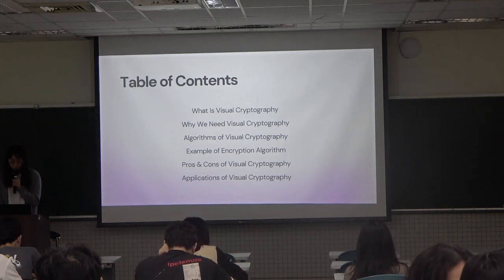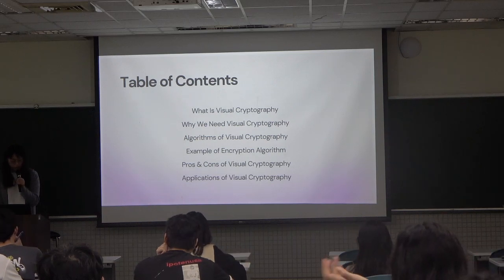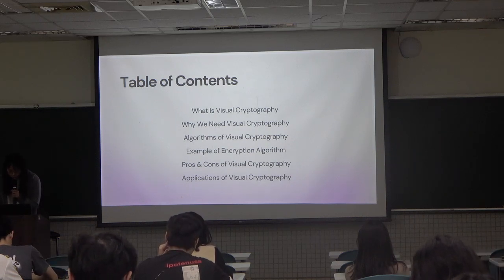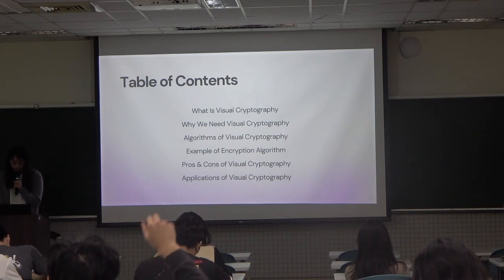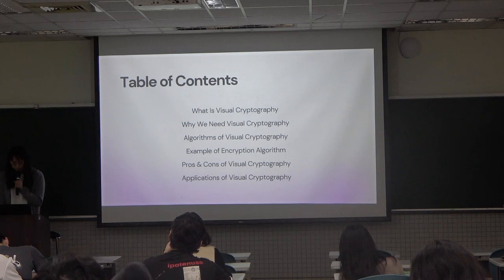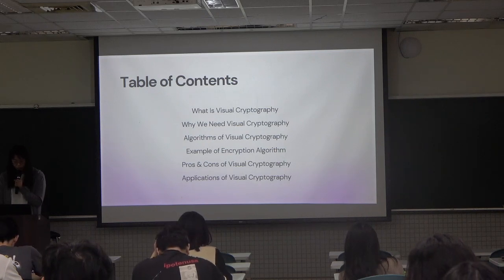First, we will introduce what visual cryptography is and find out why we need it. Next, we will talk about the relative algorithm, including the encryption method and decryption method. We will take an example of an encryption algorithm to explain the method. After that, we'll list the pros and cons of visual cryptography and take some applications as examples.